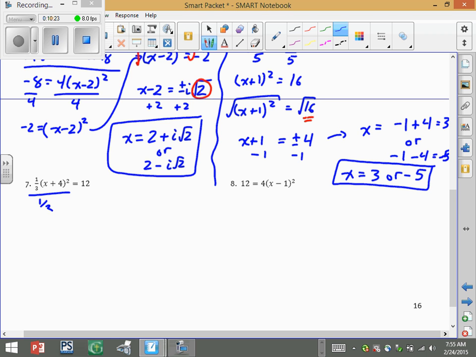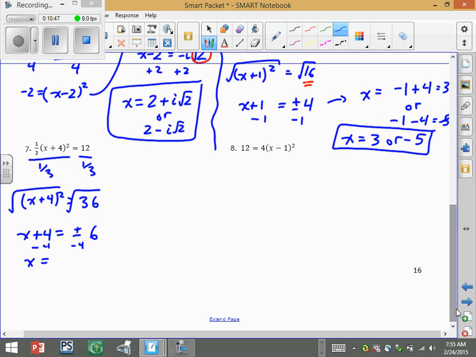Number 7, if we divide both sides by 1/3, if we're very, very careful with this, x plus 4 squared, and then we do 12 divided by 1/3 turns into 36. Now when we take the square root again, 36 is one we know. That's going to turn into plus or minus 6. This turns into x plus 4. Now x is going to be equal to, when we subtract 4 from both sides, negative 4 plus 6 or negative 4 minus 6. So x could be 2 or negative 10.